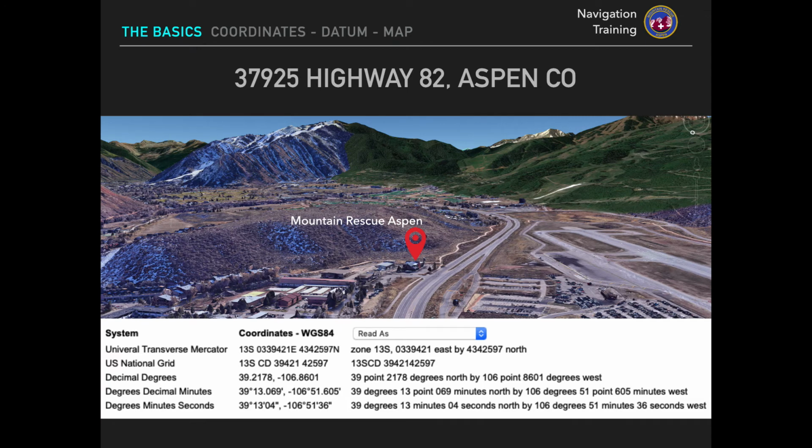For example, we can take the location of our rescue center and describe that point on Earth using a variety of systems. The street address is 37925 Highway 82. It is also located at 39 degrees 14 minutes 4 seconds north by 106 degrees 51 minutes 36 seconds west. Or, local knowledge would tell you that it is across from the airport on your way into town. The coordinate system we use to describe a location will depend on the context.